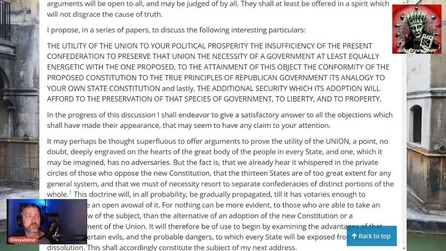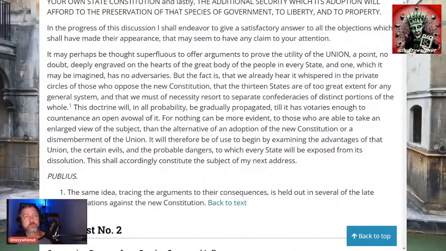In the process of this discussion, I shall endeavor to give a satisfactory answer to all objections which shall have made their appearance that may seem to have any claim to your attention. It may be perhaps thought superfluous to offer arguments to prove the utility of the Union, a point no doubt deeply engraved on the hearts of the great body of people in every state, and one which it may be imagined has no adversaries. But the fact is that we already hear it whispered in private circles of those who oppose the new Constitution, that the 13 states are of too great extent for any general system.